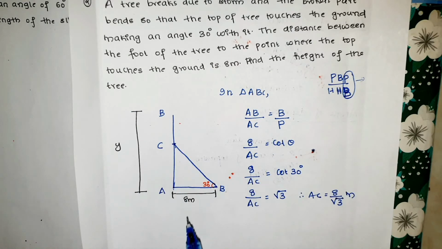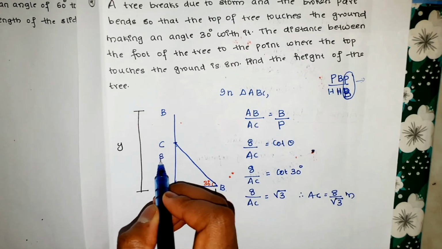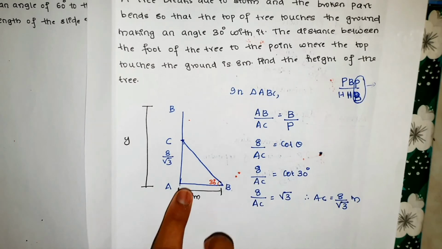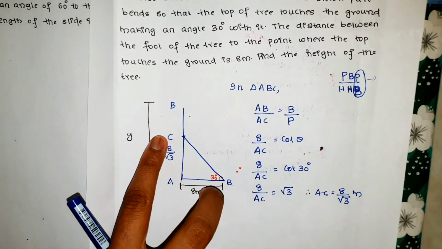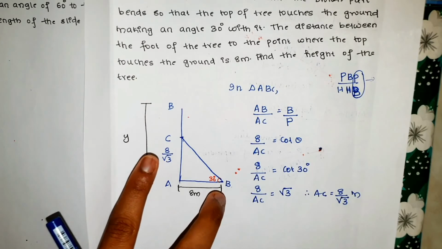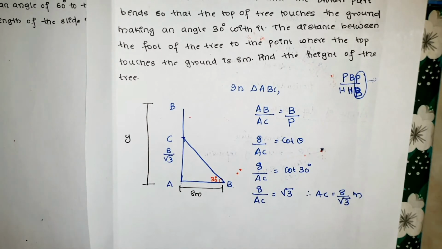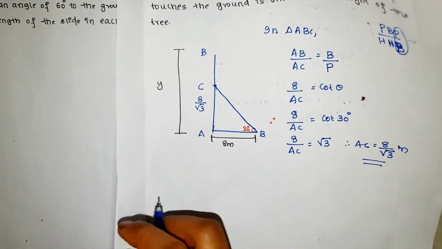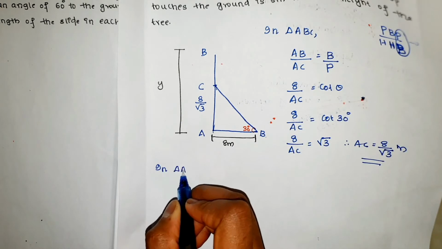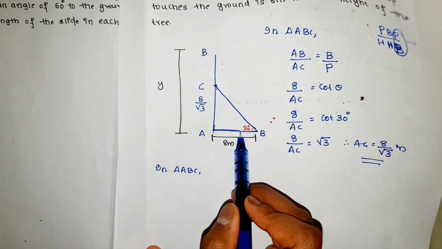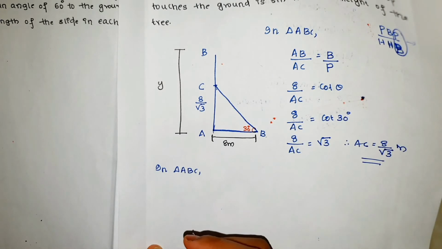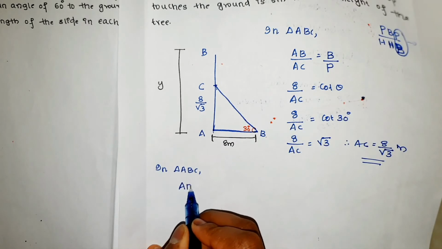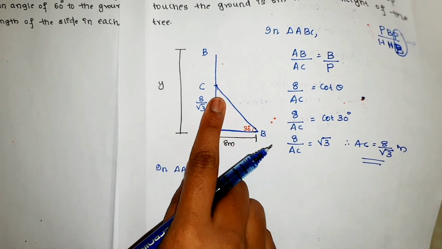So we got AC. What do we have to find? Here we got 8 by root 3. We have to find this BC. How can we find the length of BC? We have to form a ratio with BC and any of the known sides. Okay, so we get the value of BC. So let us find in triangle ABC. What do we have to find? Sorry, we have to find BC. What is given? AB is given. So AB by BC.